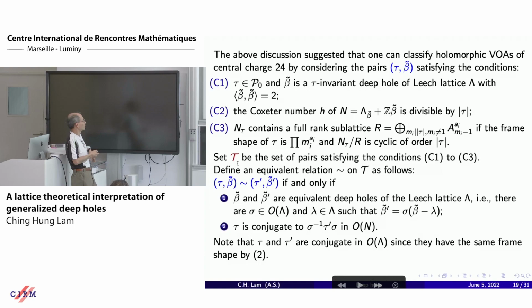Second, the tau must be conjugate to this in O of N. Well, tau and tau prime both act on N because this is an equivalent deep hole. So once you do this conjugation, they will define the same lattice for you. So the condition is that these two must be conjugate. So these two conditions, one and two. I should also mention here that tau and tau prime will be conjugate in the Leech lattice also because they have the same shape.